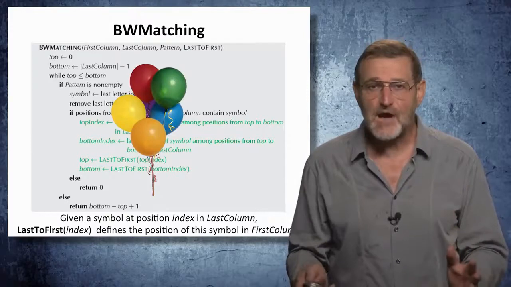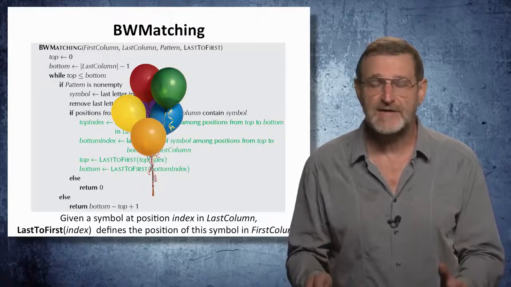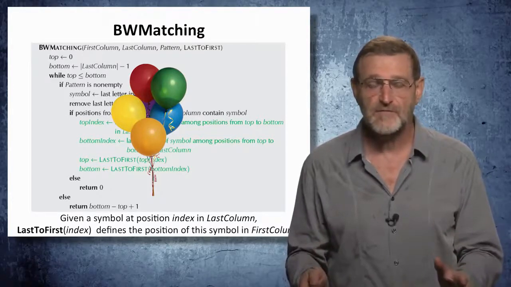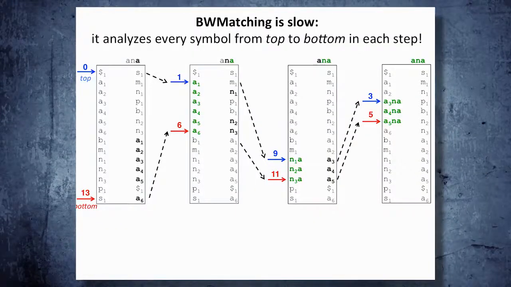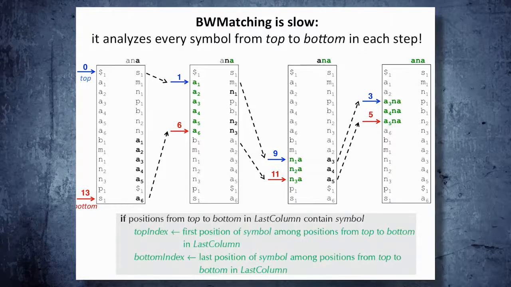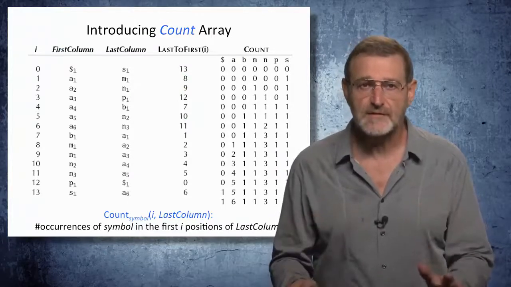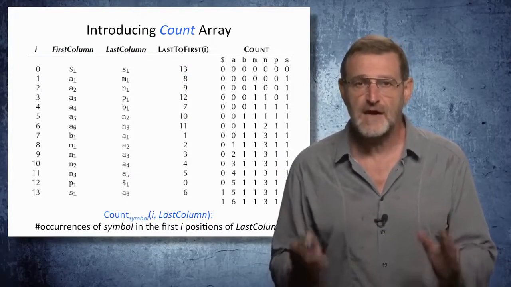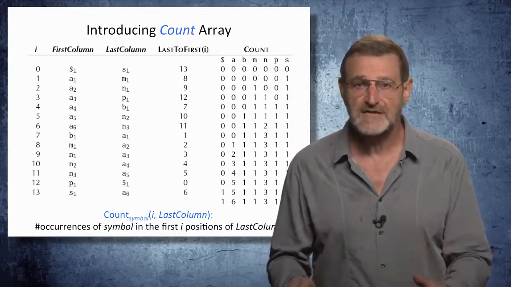It looks like now, finally, we are done. We have a very fast pattern matching algorithm based on Burrows-Wheeler Transform, and it has good memory footprint. The only problem, though, is that BWMatching is very slow. It analyzes every symbol from top to bottom in the last column in each step. What should we do? The trick here is to introduce the Count array. And the Count array describes the number of occurrences of a given symbol in the first i positions of the last column.